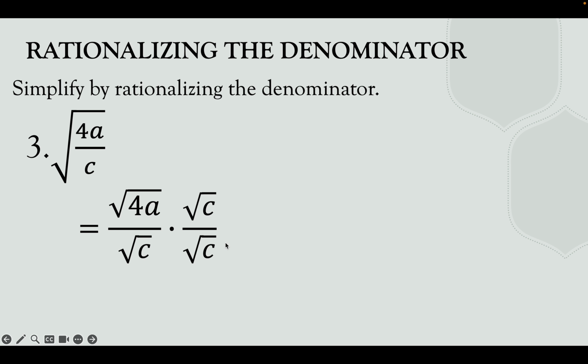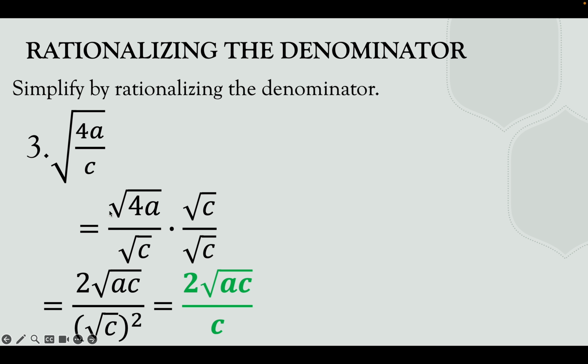So we have square root of 4a over square root of c times square root of c over square root of c. So direct multiplication, we have square root of 4a times square root of c over square root of c times square root of c, we have square root of c squared. Since square root of 4 here is a perfect square, we can simplify this one. That's why we will get now 2 there, and the remaining values in the radical, so we have square root of ac over square root of c squared. We can eliminate square root and the exponent, so our final answer now is 2 square root of ac over c.